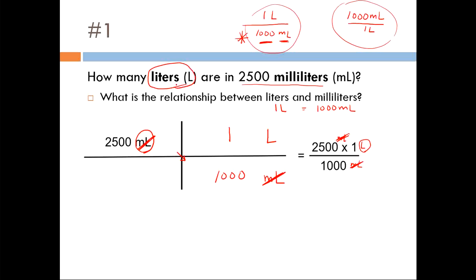Okay? So plug that into your calculator. What is 2,500 divided by 1,000? That is equal to 2.5. And remember, no naked numbers, so 2.5 liters.